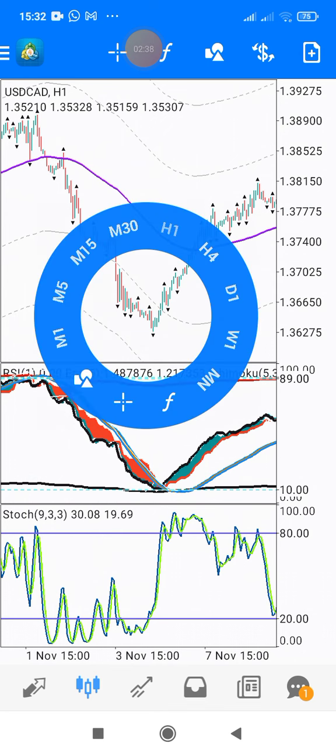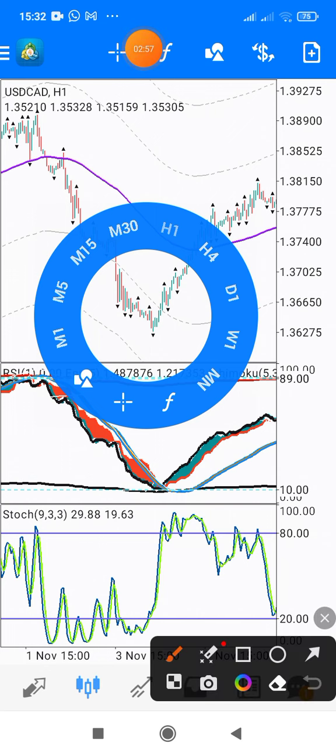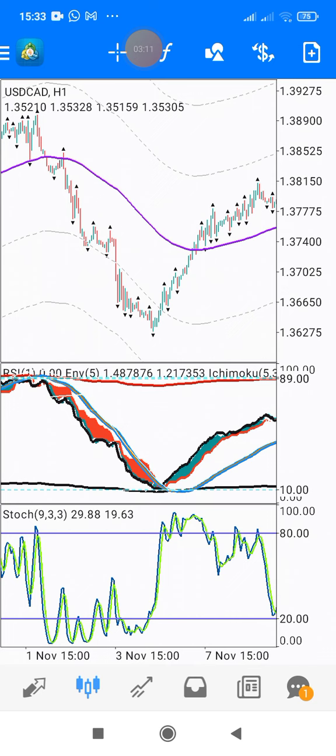This strategy usually works better on higher time frames. Higher time frames, I mean starting from the 4-hourly chart. So this is the 4-hourly chart. You can use it on the 4-hourly chart, daily chart, weekly chart. It works better on those time frames.